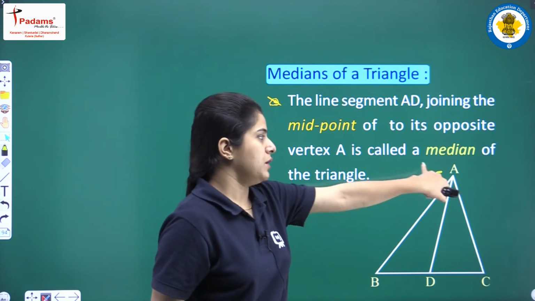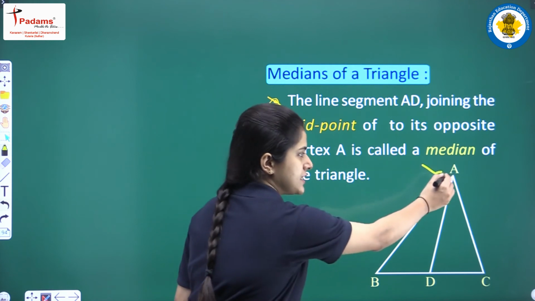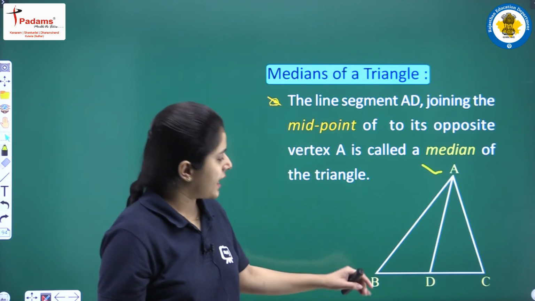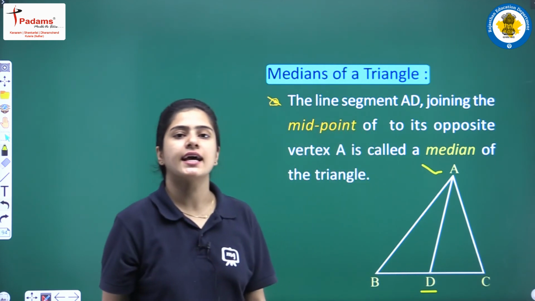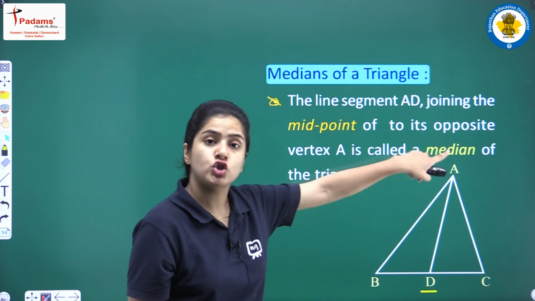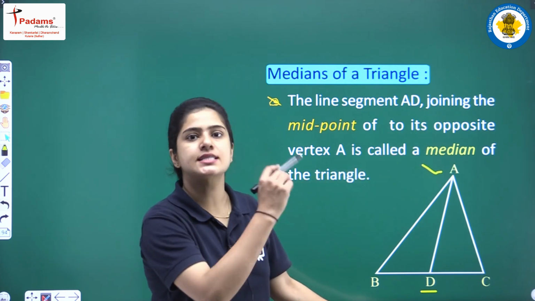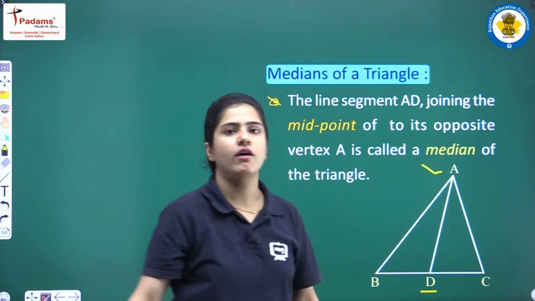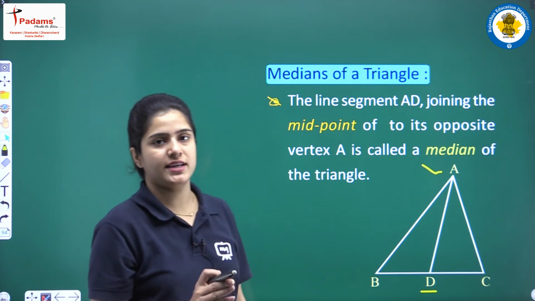This is one vertex, and opposite to that vertex there lies the line segment BC, and on this line BC, D is the midpoint of this line. And when I'm joining this vertex A with the midpoint of the opposite side of that vertex, then that line formed is called the median of the triangle, students. Okay, very simple, very easy.